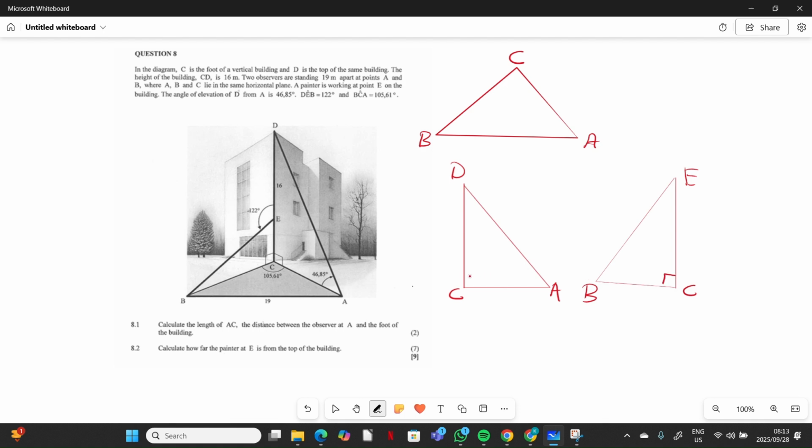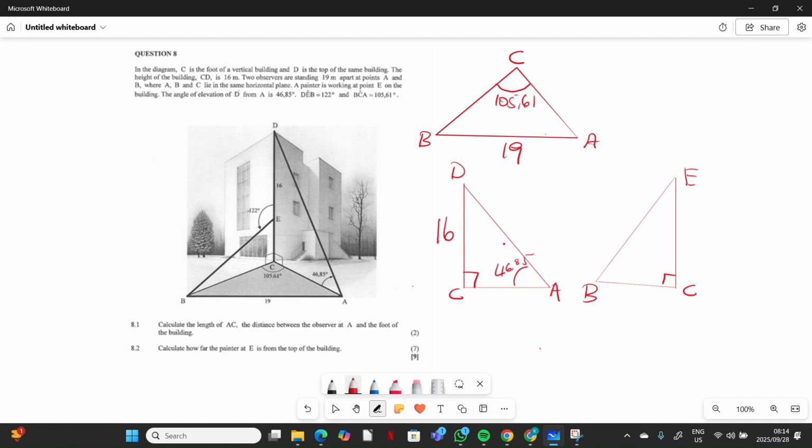Then obviously here we have a 90-degree angle. I'm just putting in the values there so that we can see. Here at A, on DC, we have the angle 46,85, as you can see there. Then the angle of C here, we were given as 105,61. Right. Now, we are also given BA or AB as 19. Then you're also given CD as 16.